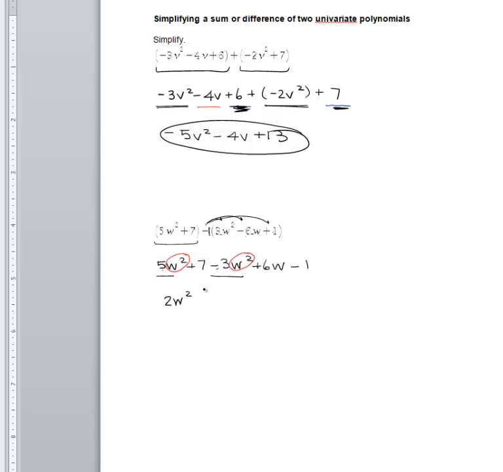So now I'm going to look, I have a 6w here, but I don't have any other w terms, so I'm just going to have plus 6w. And then the last part is I have a plus 7 and a minus 1. So plus 7 minus 1 gives me a plus 6. So my simplified expression is 2w squared plus 6w plus 6.